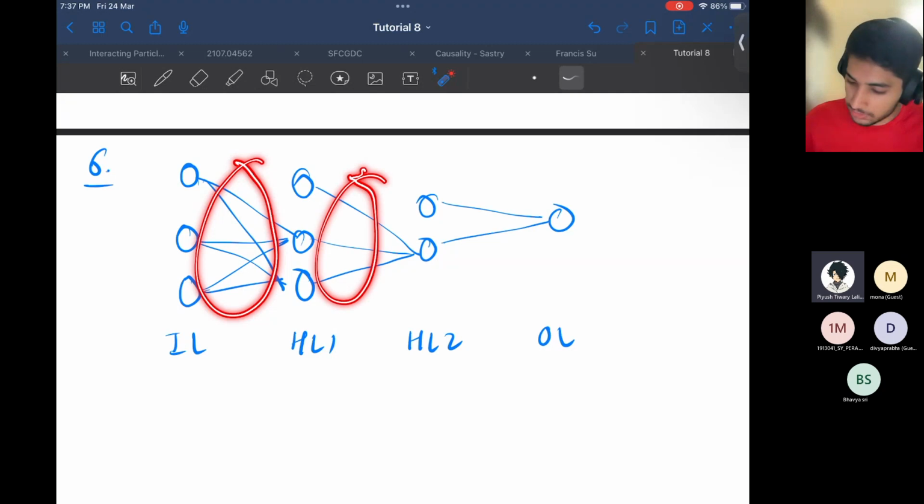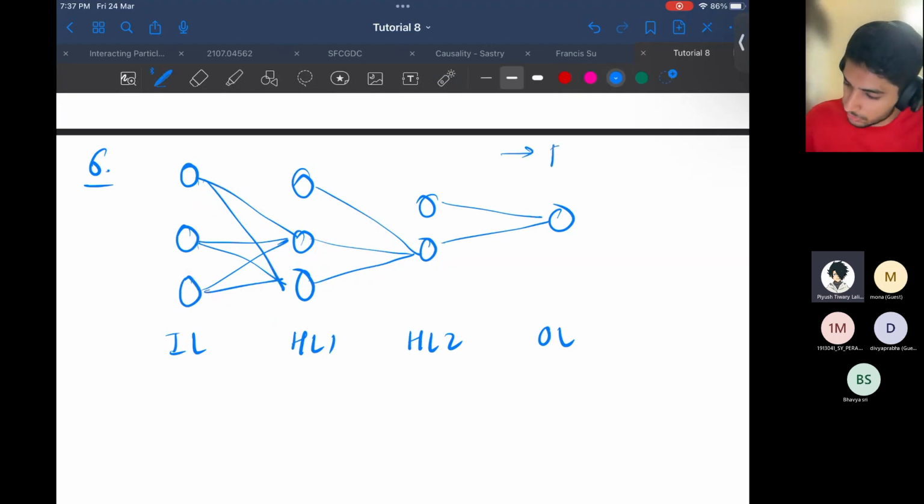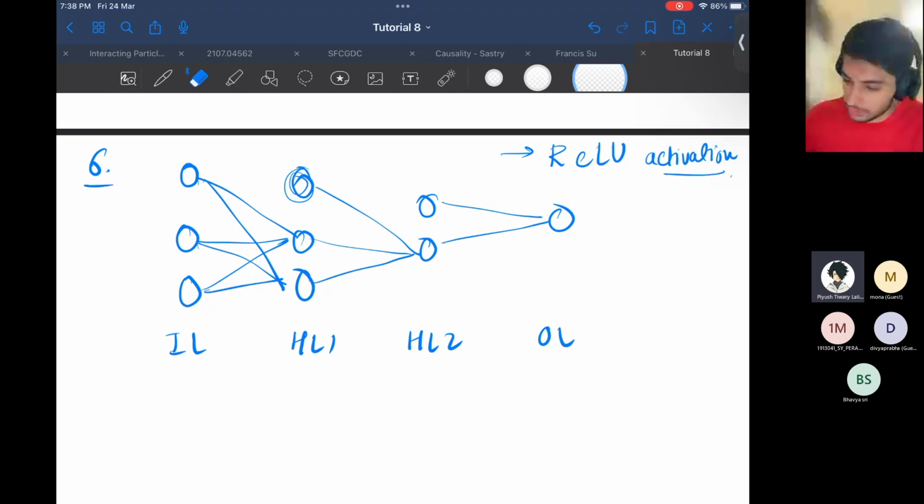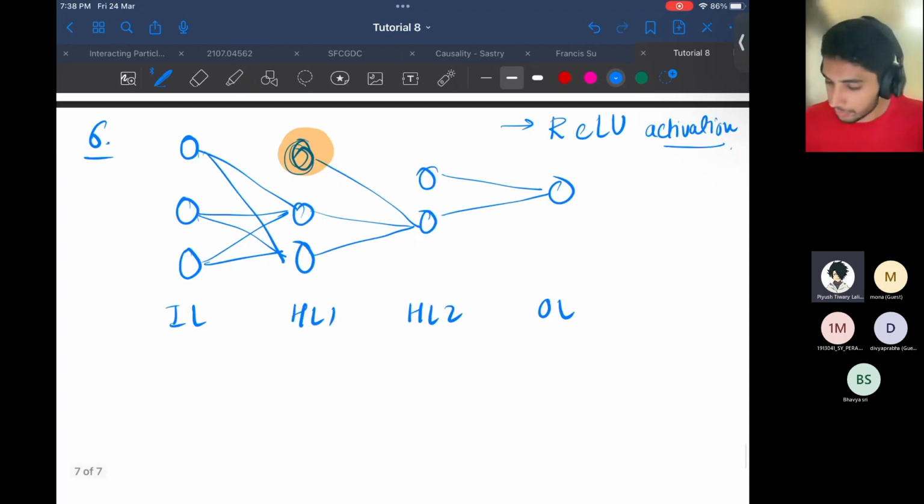We are also told that we are using a ReLU activation. So we are asked what is the value of this bias term that is going in the second hidden layer. So let me just maybe measure it out. So we are asked what is the value of this thing.